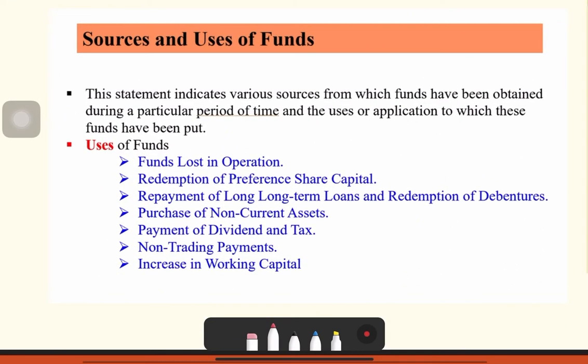Next, let's have a look at the uses of funds. Where does the money go? Funds lost in operation, redemption of preference share capital, repayment of long-term loans and redemption of debentures. And then the cash outflow when we purchase non-current or fixed assets, and we have to pay the dividend and tax. We also have to pay the non-trading payments, and it is also a use of funds when we increase the working capital.